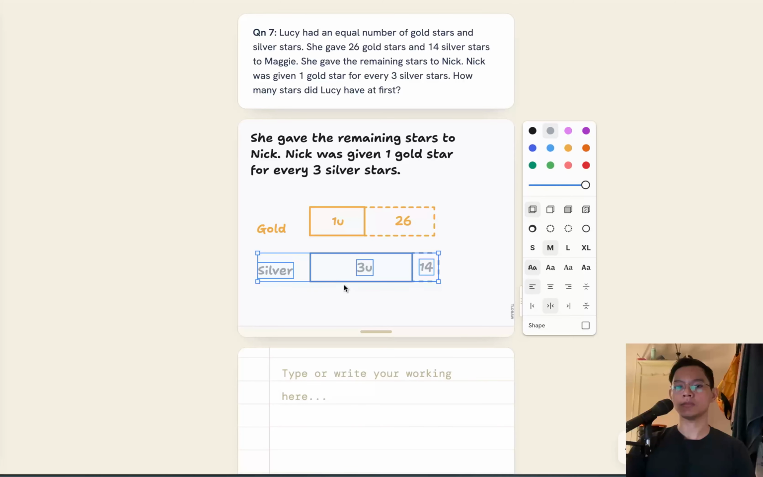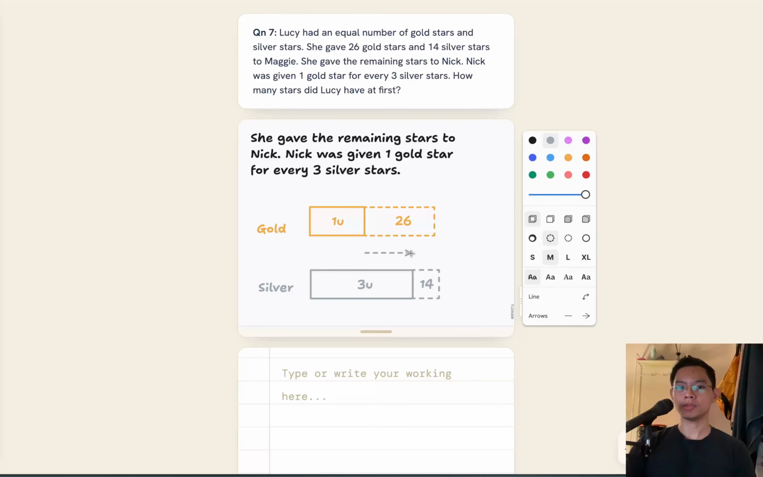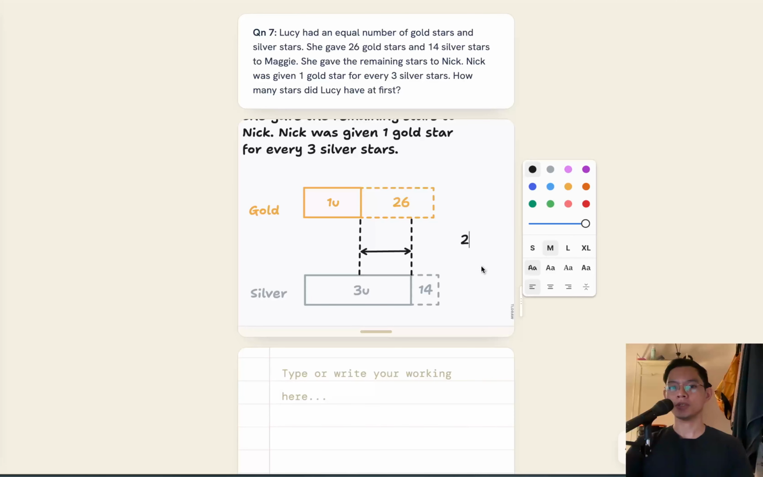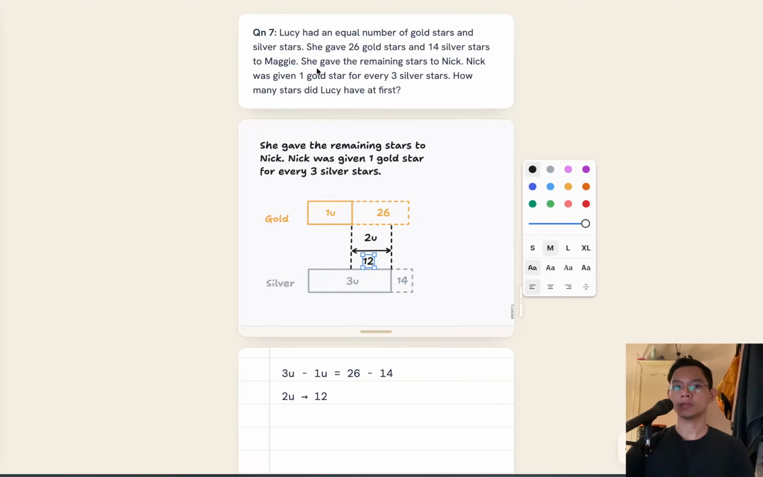So can you guess what's the next step? The difference between these two over here will then be 2 units. So the difference is 2 units, and 26 minus 14 will be 12. In this case, 3 units minus 1 unit is equal to 26 minus 14. This will be 2 units equal to 12. So how many stars did Lucy have at first?